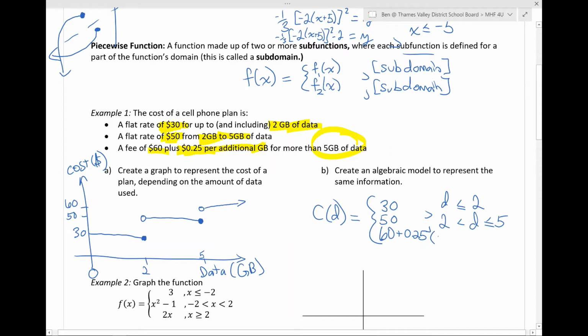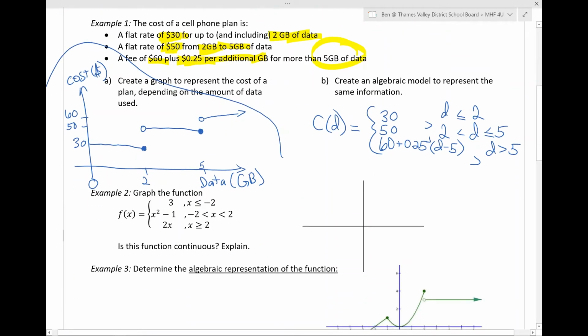of data. So that's going to be if there are 6 gigabytes of data, then they'll be only charged for one of them. So that means their data minus 5 gigabytes that they get covered in the plan. And the restriction here is if data is greater than, just greater than 5. Okay, so this is an example of an algebraic representation of a piecewise function. Okay, so hopefully it's at least ringing some bells. It's reminding you of what you've covered in the past.